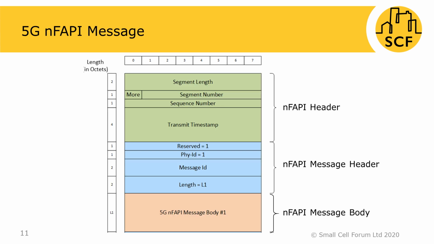A 5G nFAPI message contains a header and a body. The nFAPI header indicates the ability to segment as well as the ability to combine multiple messages, since one header can contain a segment length and a segment number. As a consequence, each segment has its own header. The last segment has the more field turned off, so it indicates that it's the last segment of the message. From one nFAPI message to the next, the sequence number increases to indicate that a new nFAPI message is meant.